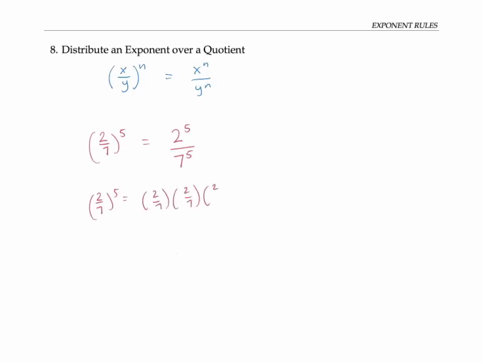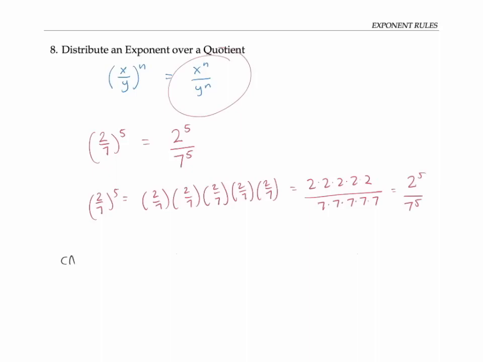Similarly, we could distribute an exponent over a quotient. If we have the quotient x over y, all raised to the n power, that's the same as x to the n over y to the n. For example, 2/7 raised to the 5th power is the same thing as 2 to the 5th over 7 to the 5th. This makes sense because 2/7 to the 5th can be expanded as 2/7 multiplied by itself 5 times, which can be rewritten as 2 multiplied by itself 5 times divided by 7 multiplied by itself 5 times. And that's 2 to the 5th over 7 to the 5th as wanted.